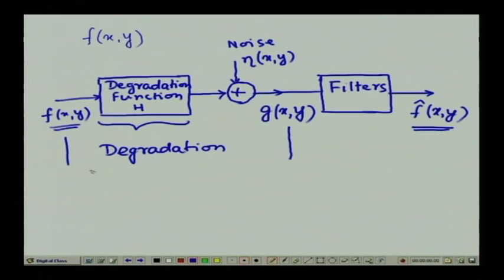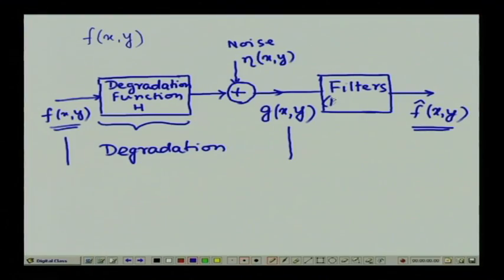In the degradation, we first have a degradation function h, which operates on the input image f(x,y). Then the output of this degradation function block is added with an additive noise, which in this case we have represented as eta(x,y). The degradation function output added to this additive noise is the degraded image that we actually observe. And this degraded image is filtered by using the restoration filter. So, these filters that we use are actually restoration filters.